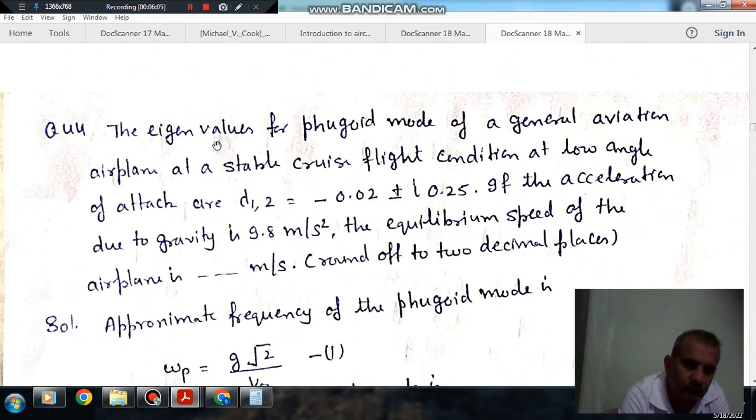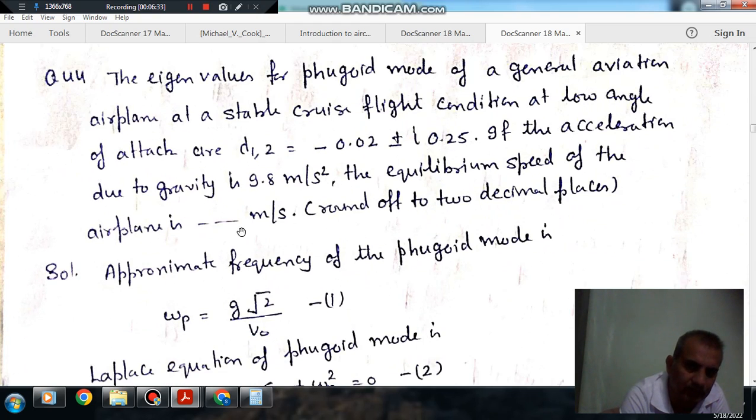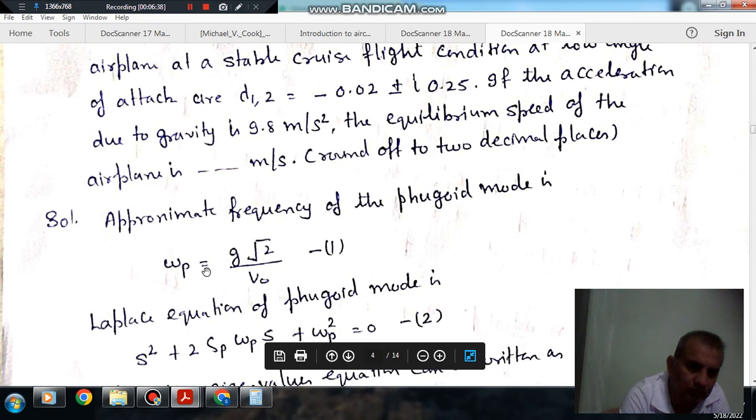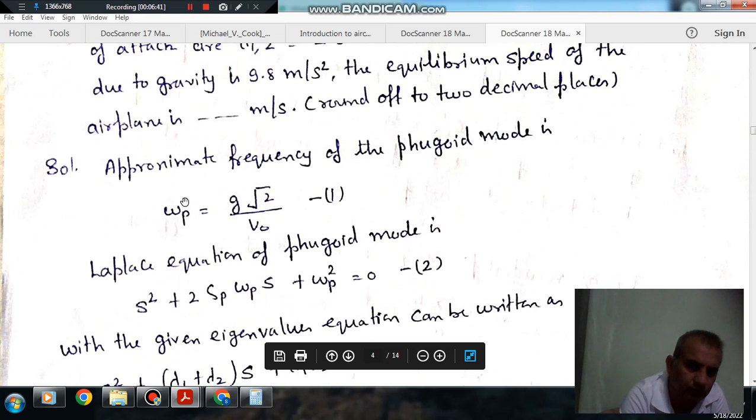Next, the eigenvalues of the Phugoid mode of a general aviation airplane at stable cruise flight condition at low angle of attack are lambda 1, lambda 2 equal to minus 0.02 plus minus i 0.25. If the acceleration due to gravity is 9.8 meter per second square, the equilibrium speed of the airplane is dash meter per second. The approximate frequency of the Phugoid mode is omega p equals g root 2 by V naught.